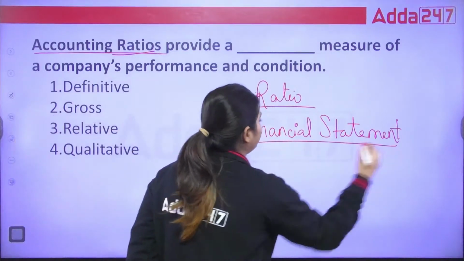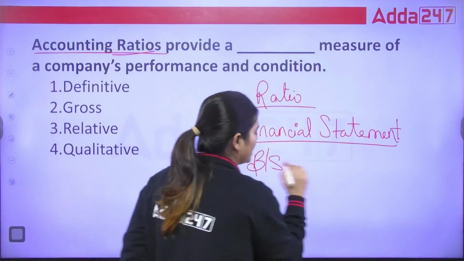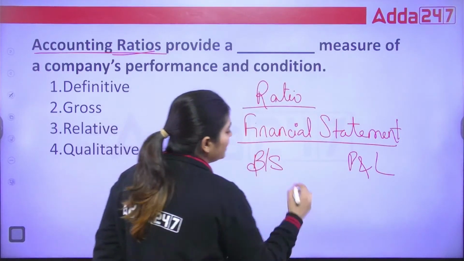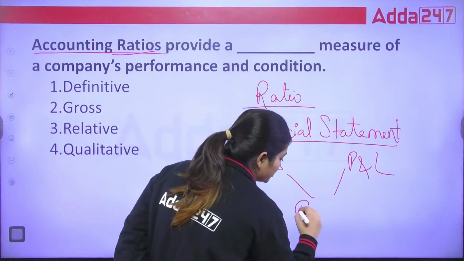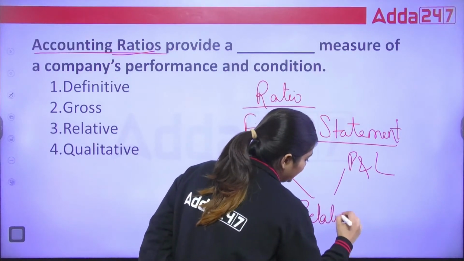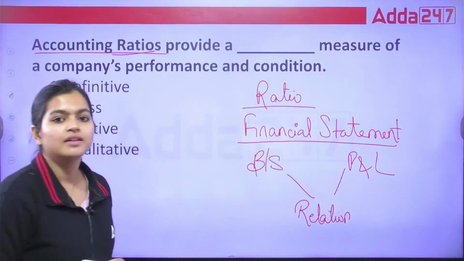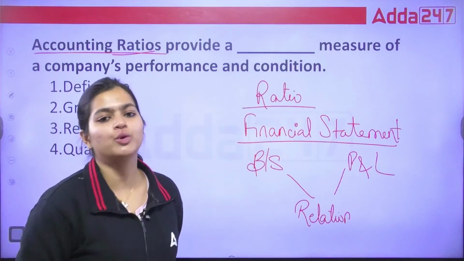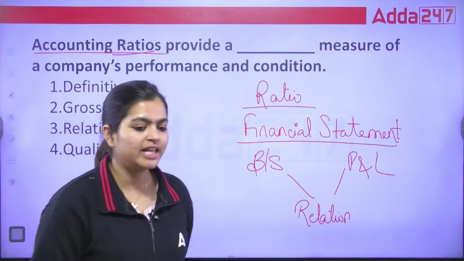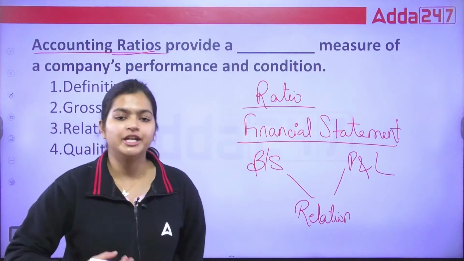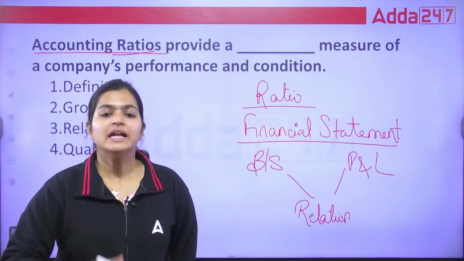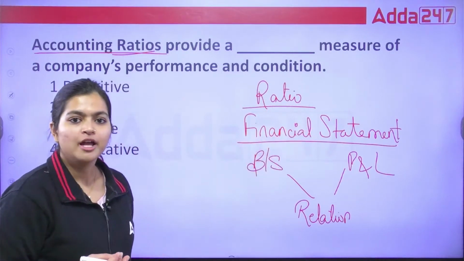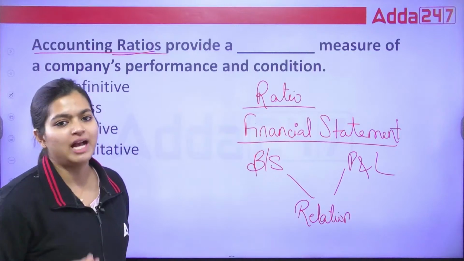In this, mainly we use the balance sheet and P&L items, and with this, we make the relation. We make the relation of how they are all related by different ratio calculations, by solvency ratios, profitability ratios, long-term ratios, debt equity ratios. So we use the financial statements for the accounting ratio calculation.